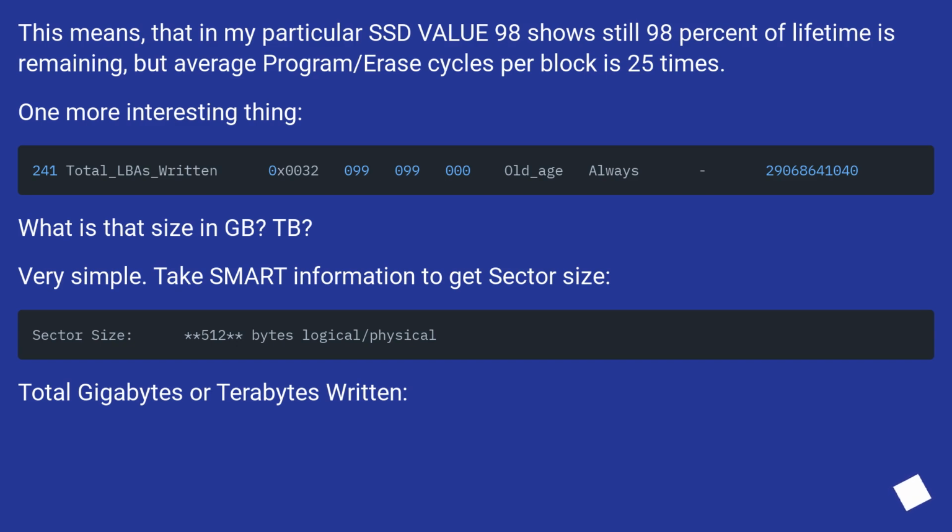One more interesting thing. What is that size in GB or TB? Very simple. Take SMART information to get sector size. Total gigabytes or terabytes written.